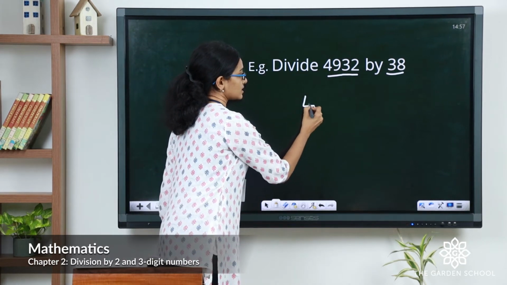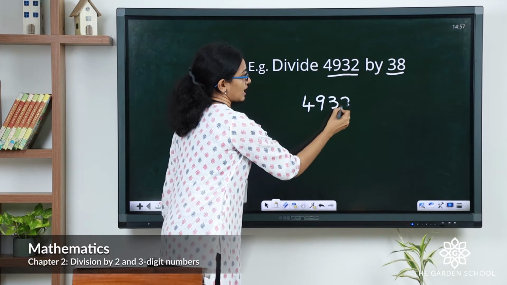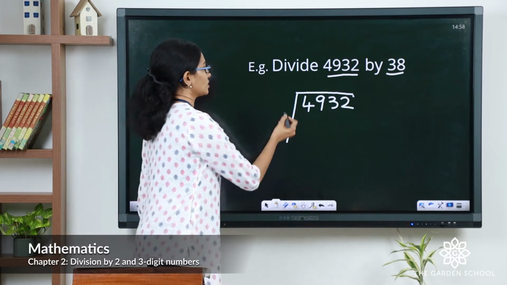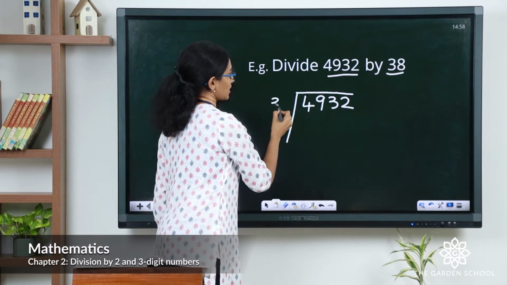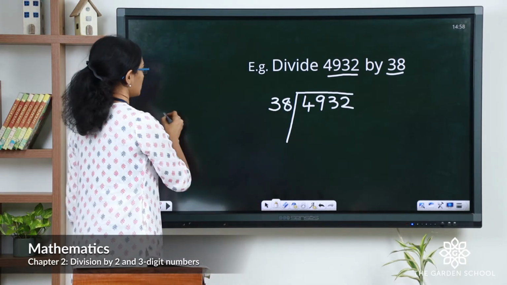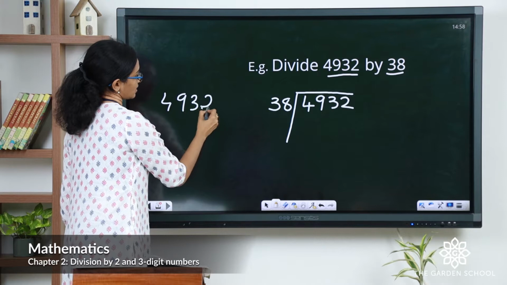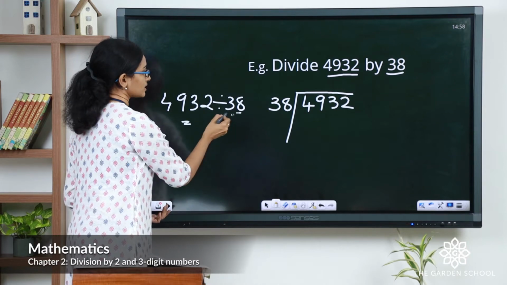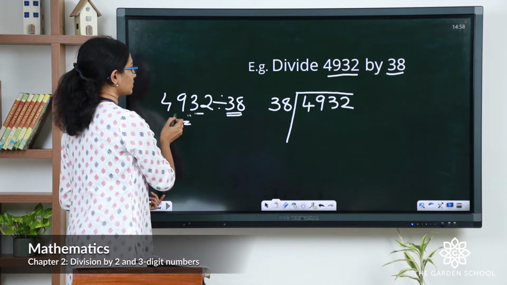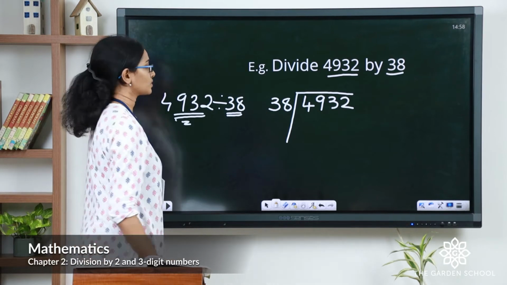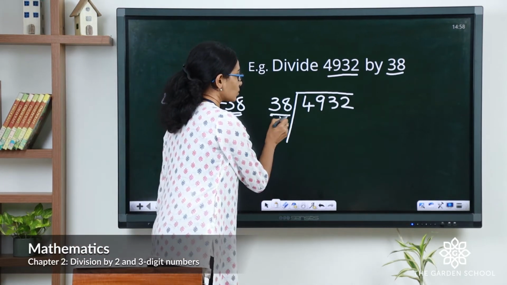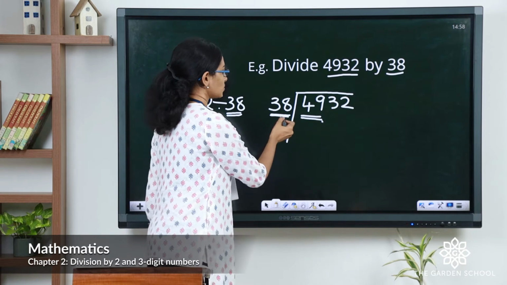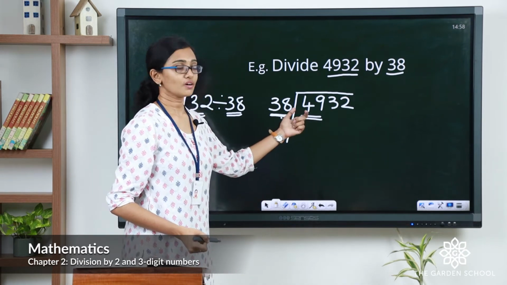So, first of all, let's write the dividend and divisor in a way so that we can do a long division. So, 4932 divided by 38. It means we have to find out how many 38s are there in this number 4932. So, since we are dividing with a 2-digit number, let's see the first 2 digits of the dividend. So, we have 38 and here we have the number 49.